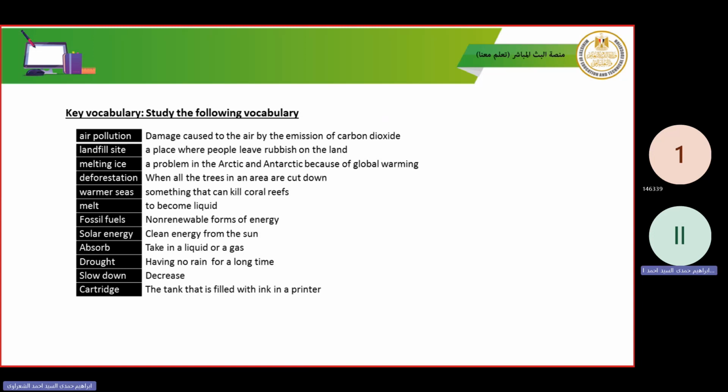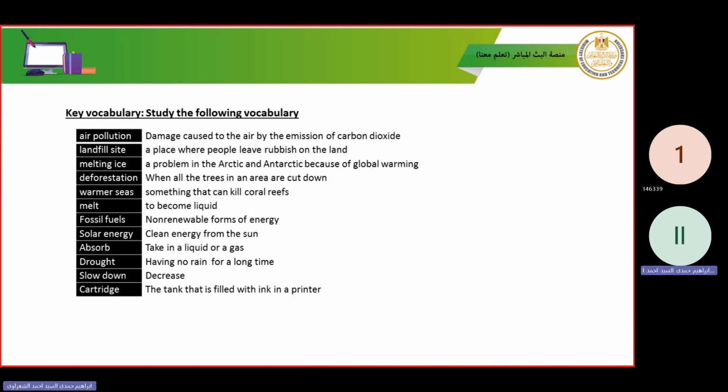is the damage caused to the air by the emission of carbon dioxide. Where air pollution يعني is caused by the emission of carbon dioxide from the factories, from cars, from many other things, from the forest fires. We have many things that cause air pollution nowadays. Okay, air pollution. Right.